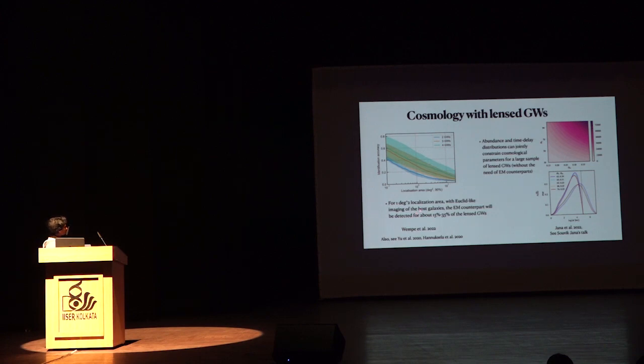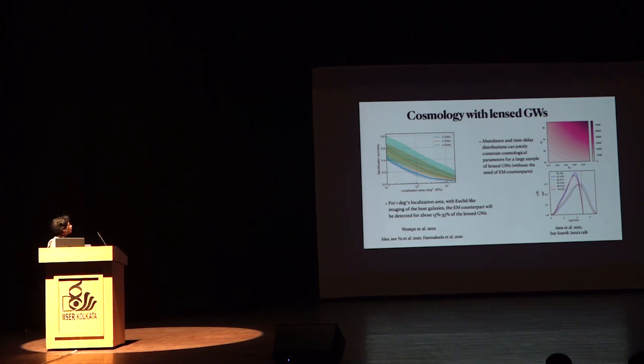I just want to point out this one study where they have shown that if you have 1 square degree of localization area, then with Euclid space mission kind of imaging, it will be possible to identify the EM counterpart about 15 to 35% of the times.